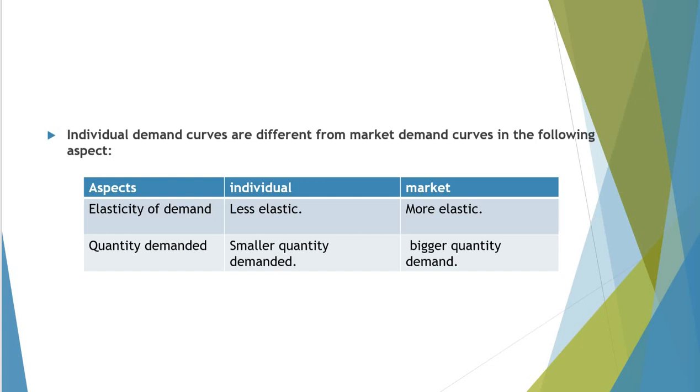Individual market, the less elastic. Dia kurang elastik. Manakala kalau market demand dia lebih elastik. Kalau kita tengok dekat dalam graph, do we have individual graph that can be presented here?